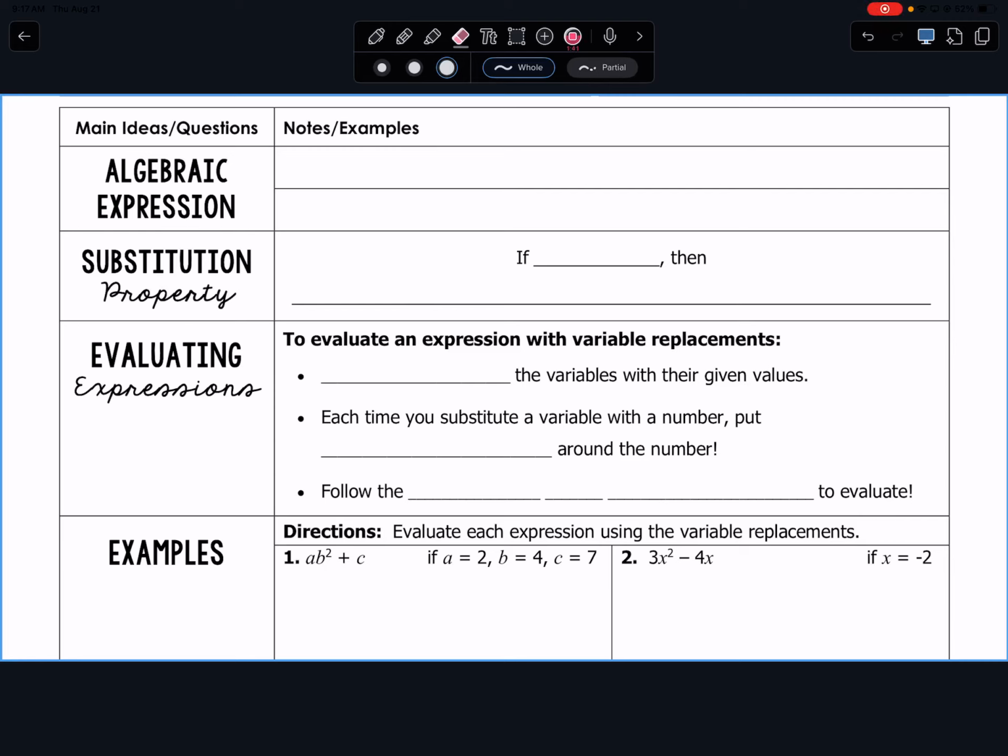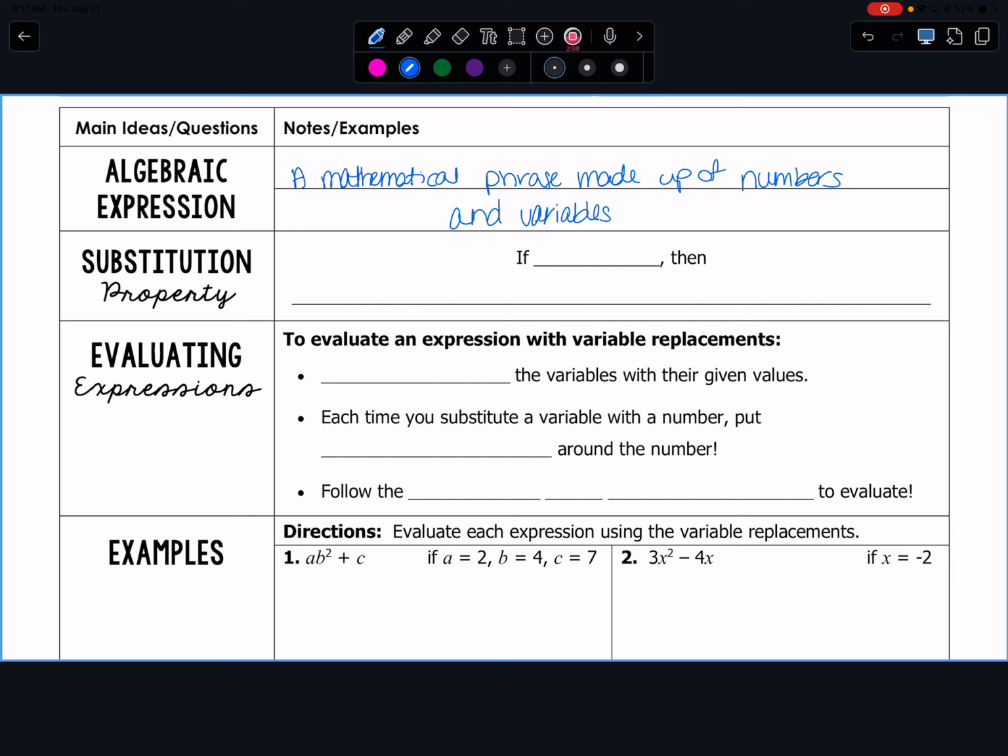Okay, so algebraic expression: a mathematical phrase made up of numbers and variables. It is different from an equation because an equation has an equal sign.